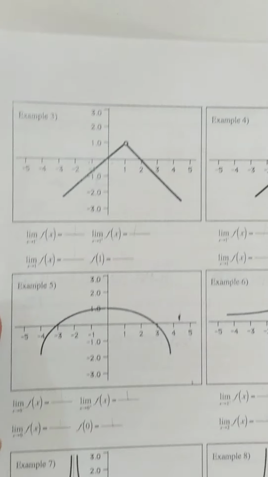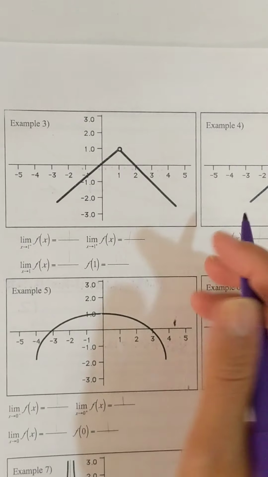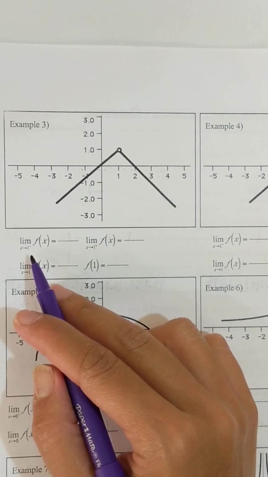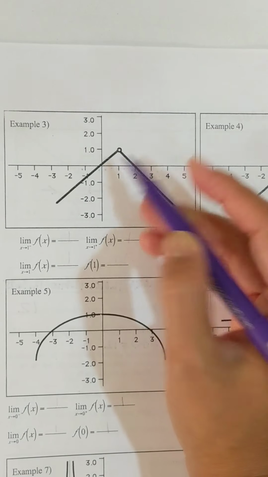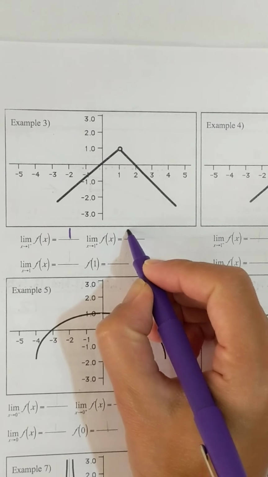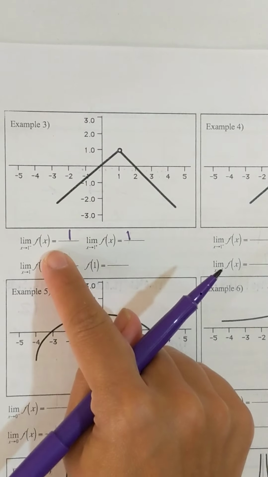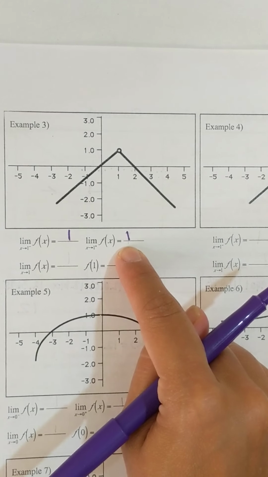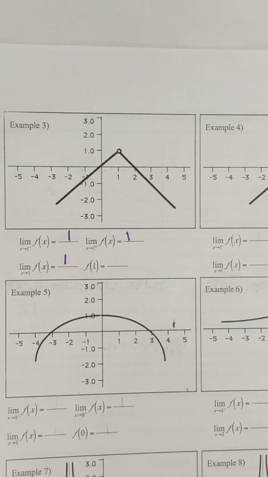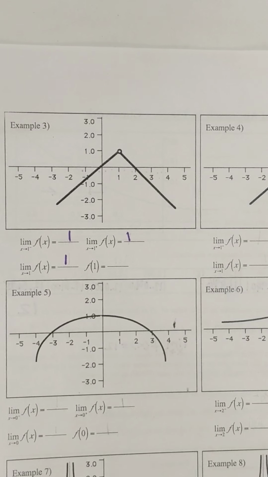Okay, let's look at this top one, example 3. What's the value of the function when x approaches 1 from the left? From the left, the function is approaching 1. From the right at 1, the function is also approaching 1. So the left-side limit and the right-side limit match. Therefore, the limit of f of x as x approaches 1 is 1.